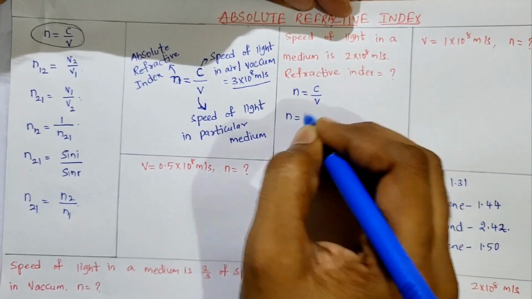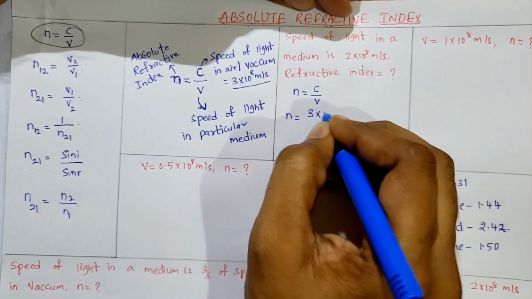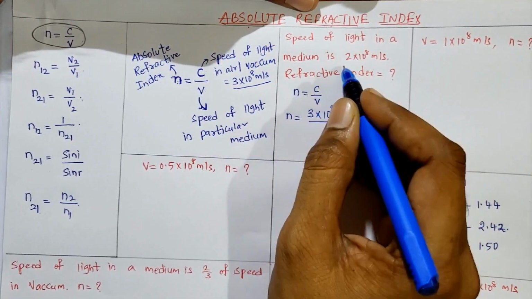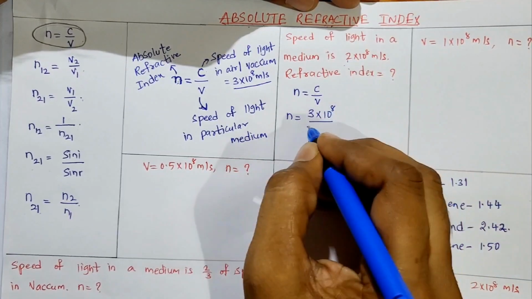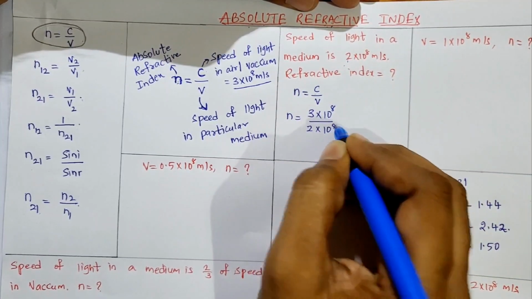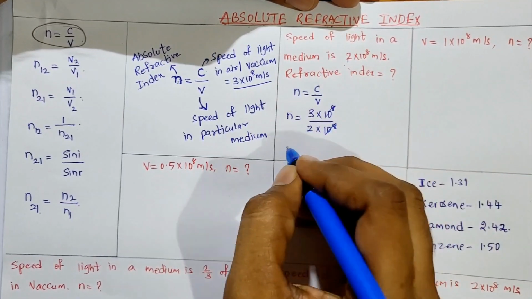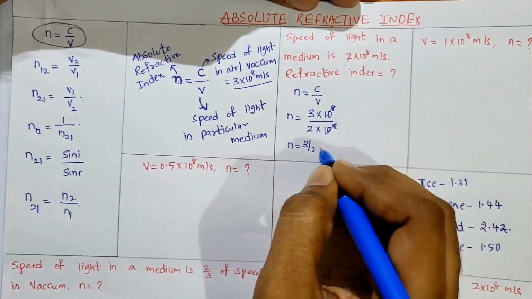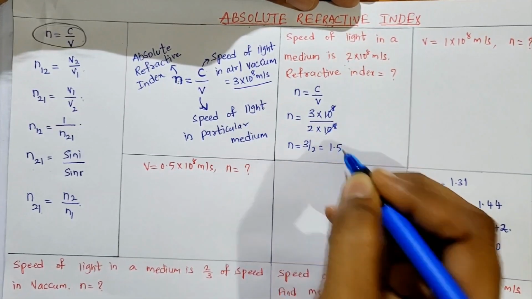So n is equal to, c value is 3 into 10 to the power of 8 meters per second divided by v. v they gave in the question. It is 2 into 10 to the power of 8. 10 power 8, 10 power 8 cancels. So n is equal to 3 by 2. 3 by 2, it will be equal to 1.5.